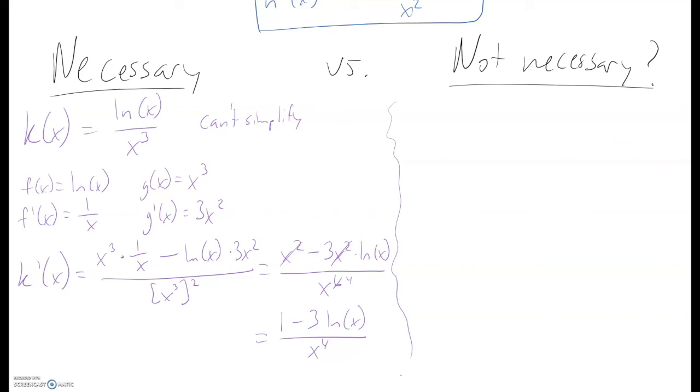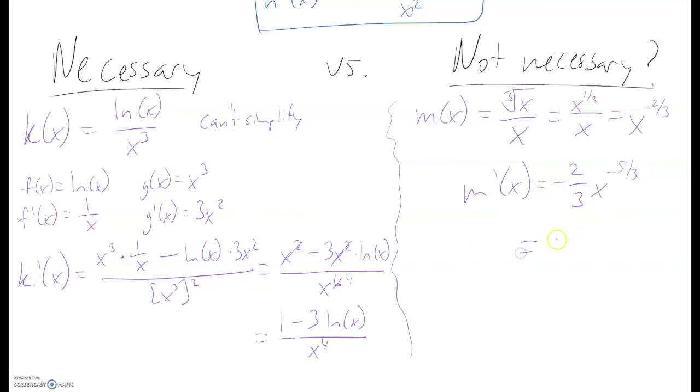So let's look at where it's not going to be necessary to use this rule. Let's set up a function like m of x equals the cube root of x over x. Now, in this form, we could rewrite this problem as x to the 1/3 over x, and using exponent laws, this would simplify to x to the negative 2/3 power, which means we can just apply the power rule to this problem instead, and get m prime of x equals negative 2/3 x to the negative 5/3, which we can then rewrite as negative 2 over 3x to the 5/3 power.